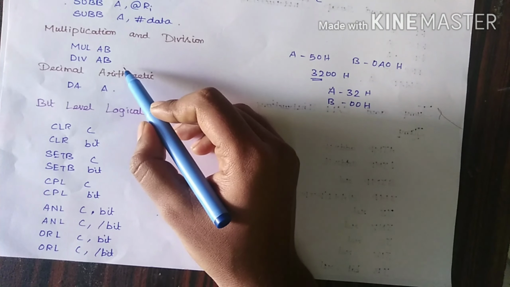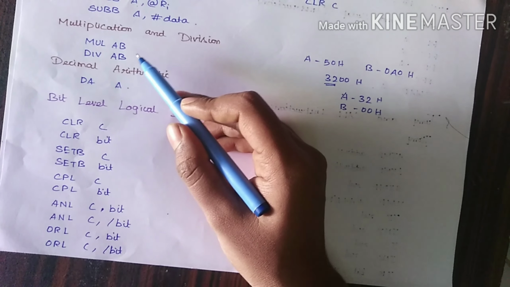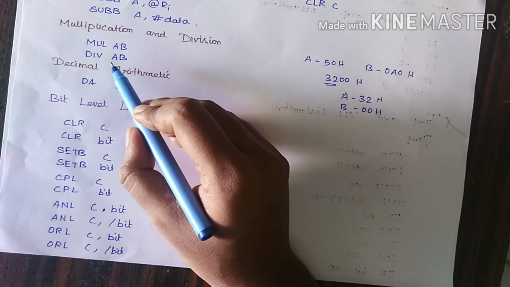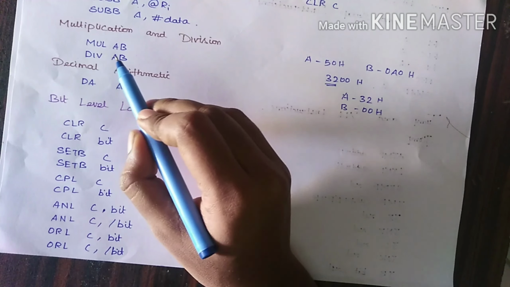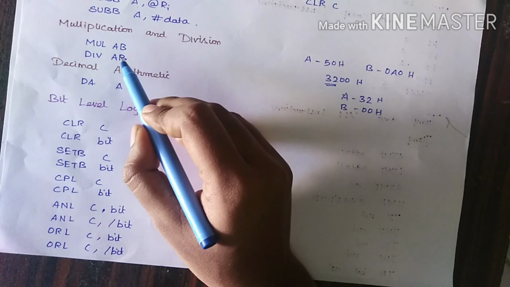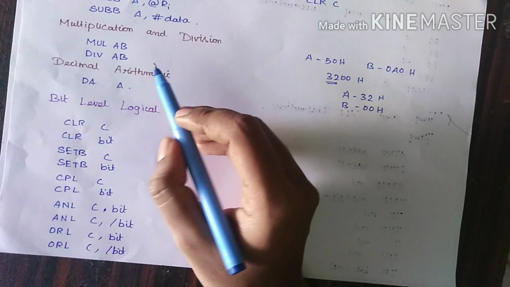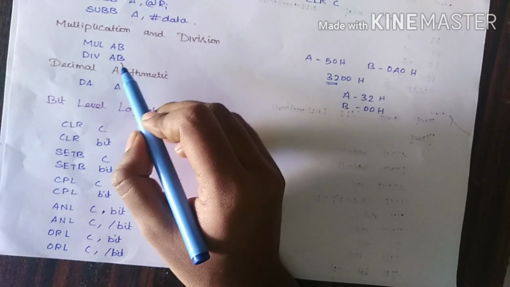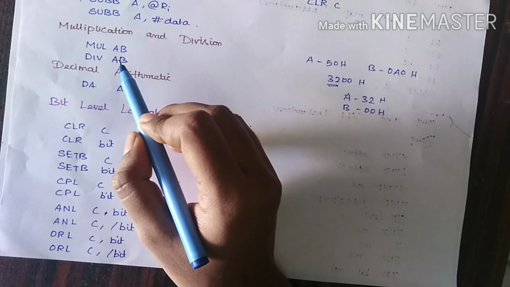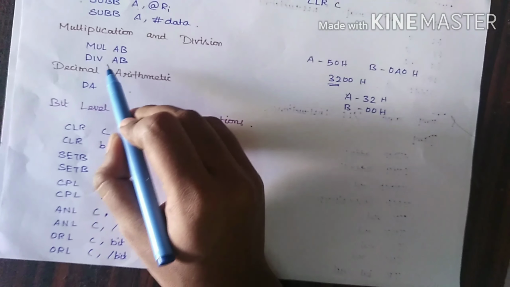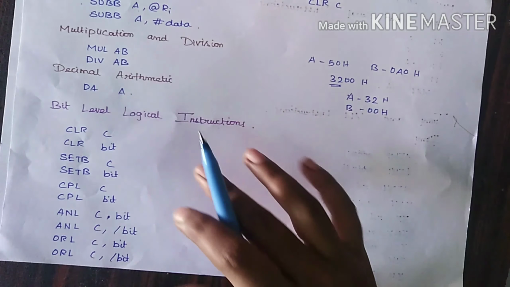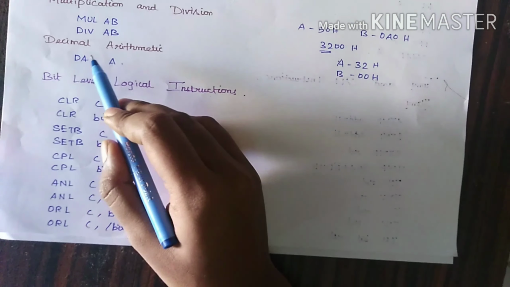And the next instruction is DIV AB. This instruction divides the unsigned 8-bit integer in the accumulator by the unsigned 8-bit integer in the B register. So the result will get stored both in the accumulator and the B register. That is, the quotient part will be stored in the accumulator and the remainder part will be stored in the B register. The next one is decimal arithmetic.